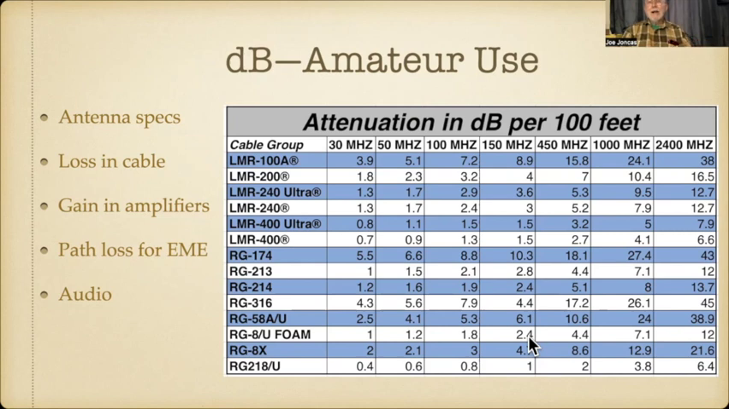Where did you get the 50 feet? This is per 100 feet. Oh, the cable. Attenuation in dB per 100 feet. So if you've got 100 feet of cable, you're going to lose 2.4 dB. So the word attenuation equates to loss. Correct. Attenuation means loss.